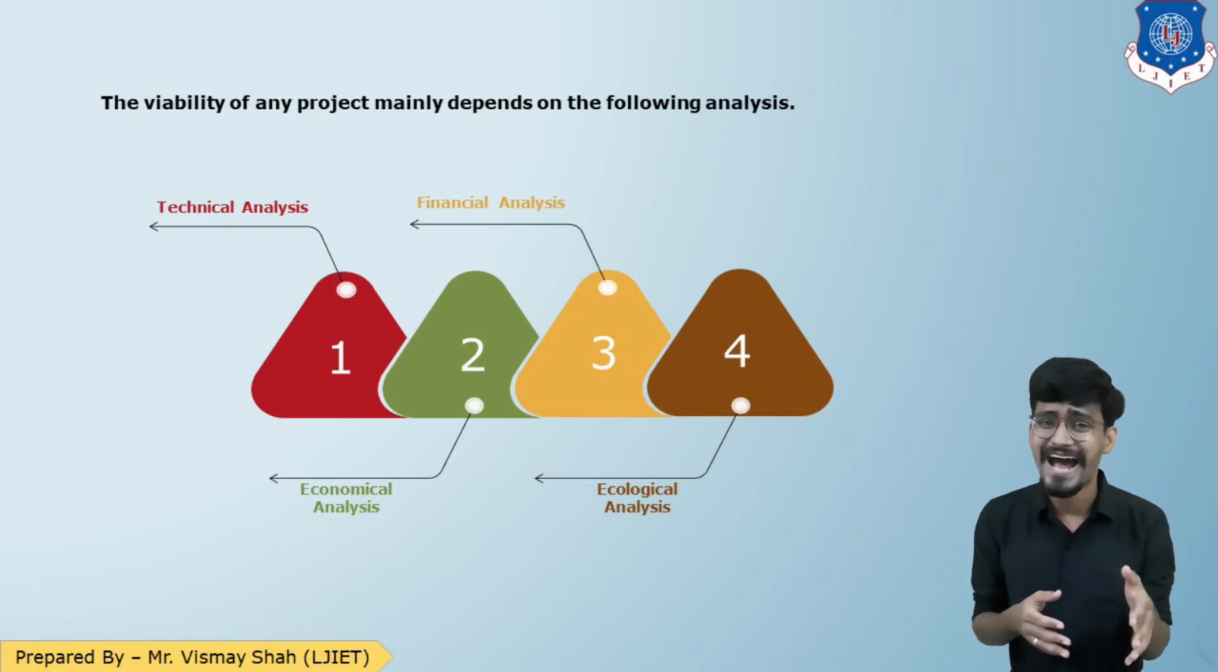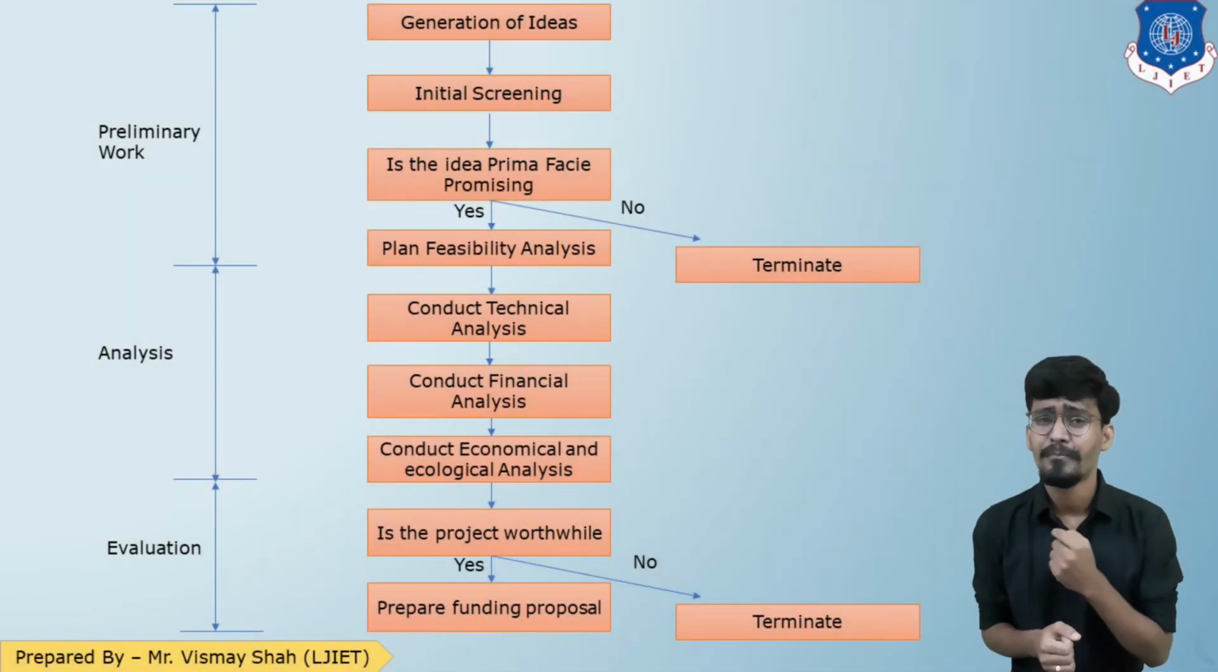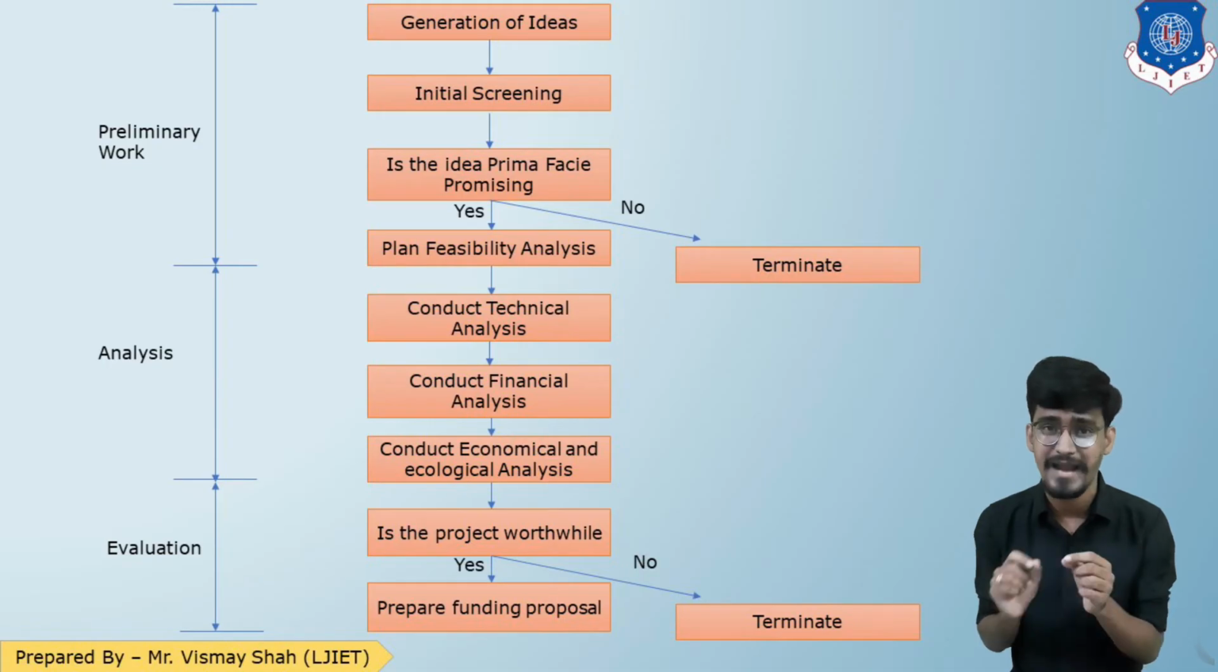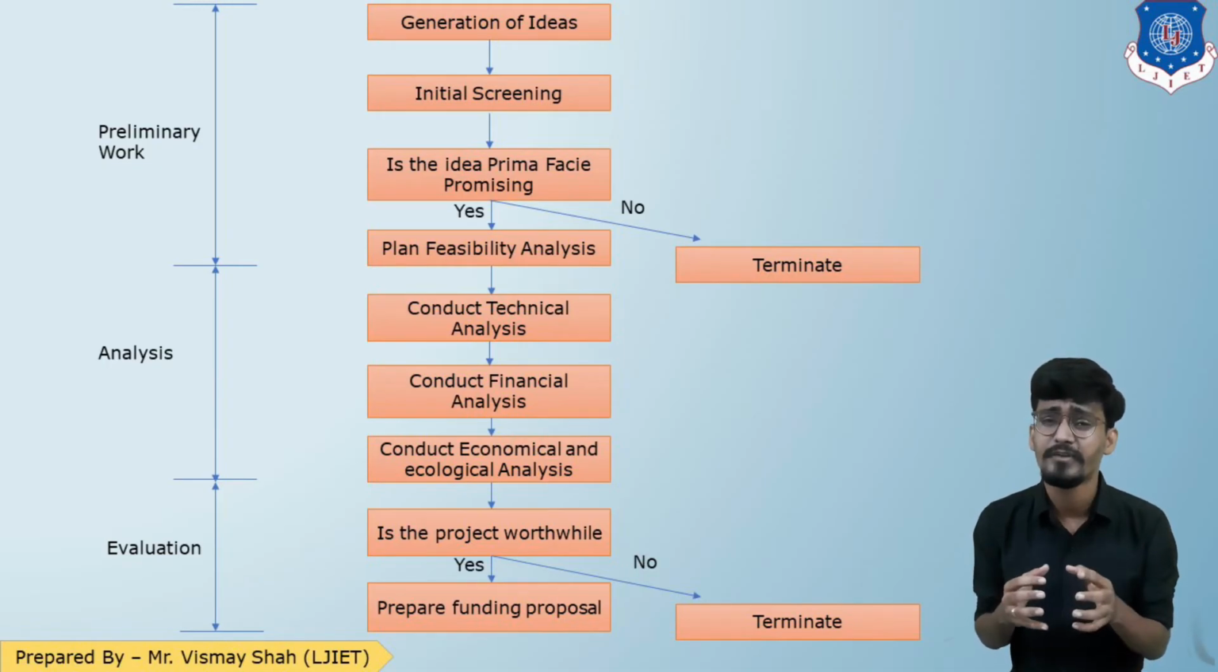But before we start this analysis in detail, let us see a flow diagram. So this is a proper flow diagram for the feasibility analysis. The flow diagram suggests that first you generate the ideas. Then there is an initial screening of these ideas. Once initial screening is done, ask whether the idea looks good prima facie, that means the first impression of the project is good. If it is good, then move ahead. If it is no, then terminate the idea.